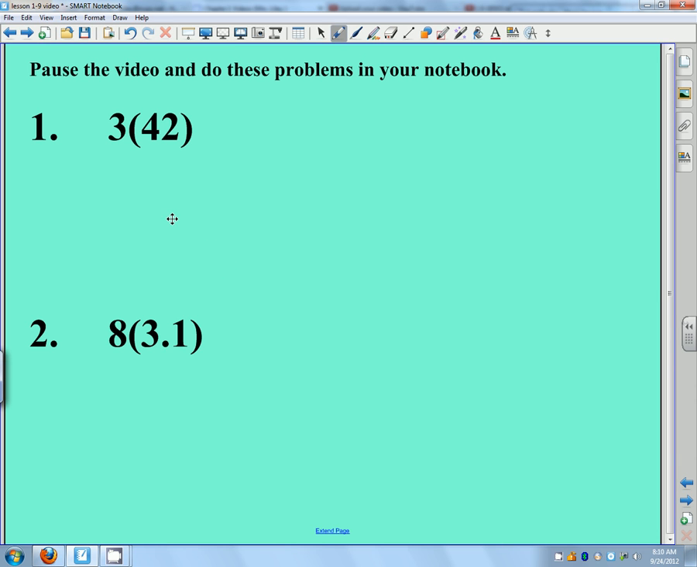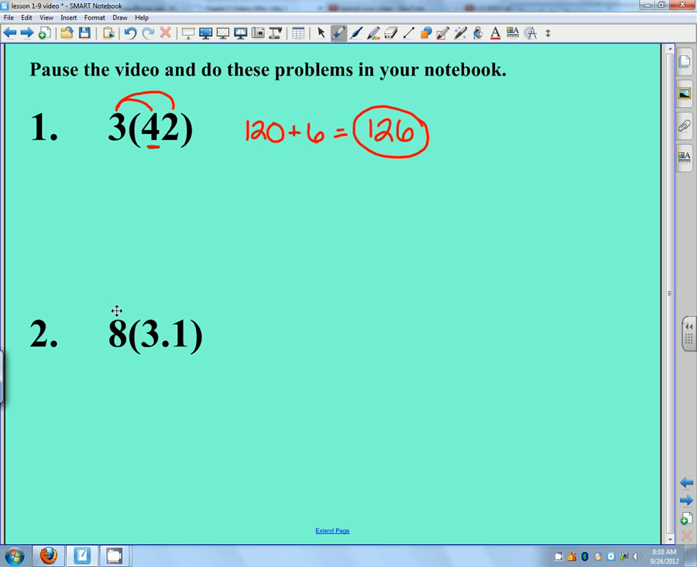So try these, pause the video, and do these problems in your notebook, and then we'll come back and check. All right, 3 times 42. So you can do 3 times 40. Now make sure this is not just 3 times 4, which you can do, which is 12, but you have to add this other place because notice this is in the tenths place. You have to make that into the tenths place also and add that 0. And then 3 times 2 is 6, so you would get a total of 126.